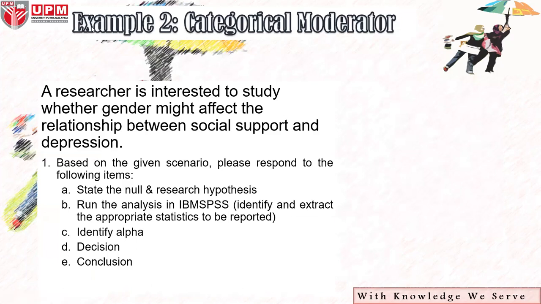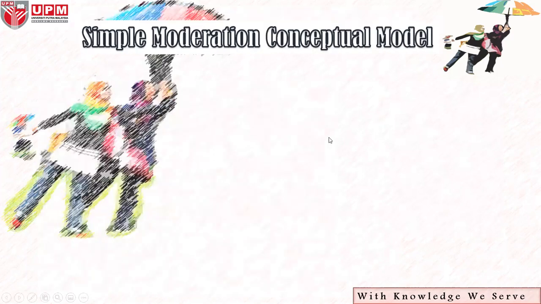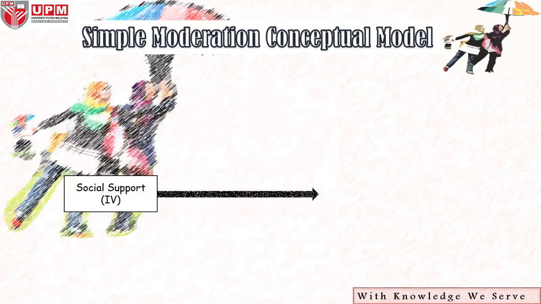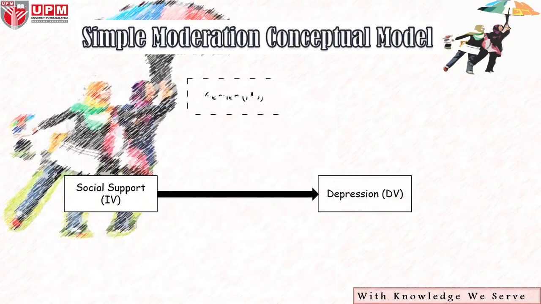Okay. Next one. Second example by using categorical moderator. Tadi pun categorical juga tak? Sebab categorical senang. But this one we use the process macro. So next one, a researcher is interested to study whether gender might affect the relationship between social support and depression. The moderator is gender, but our IV is social support and DV is depression. Based on the given scenario, please respond to the following items: first, state the null and research hypothesis, run the analysis in IBM SPSS, identify the alpha, then make a decision, and lastly a conclusion.